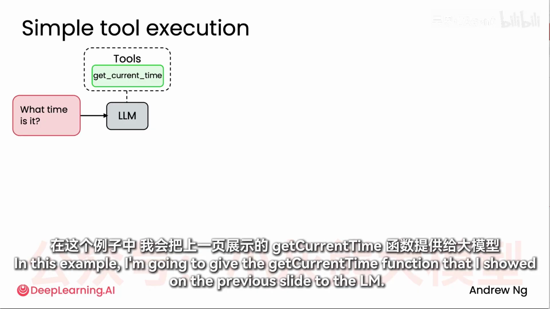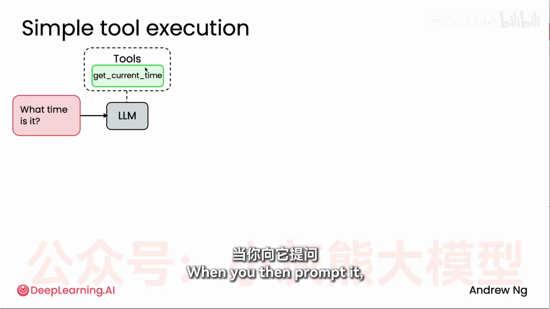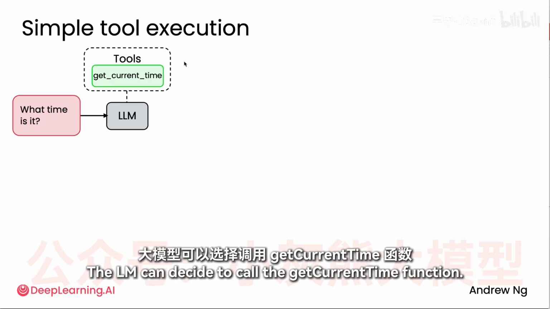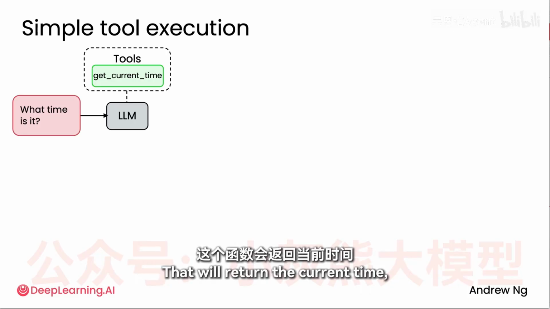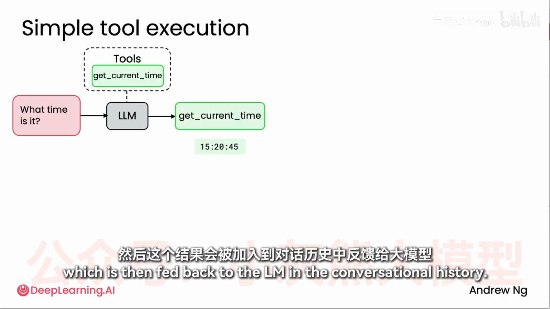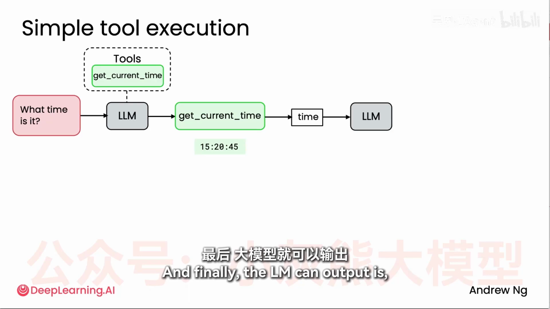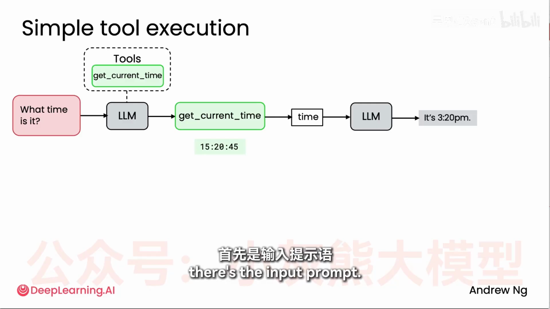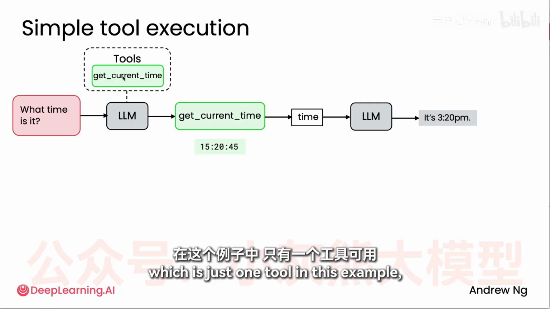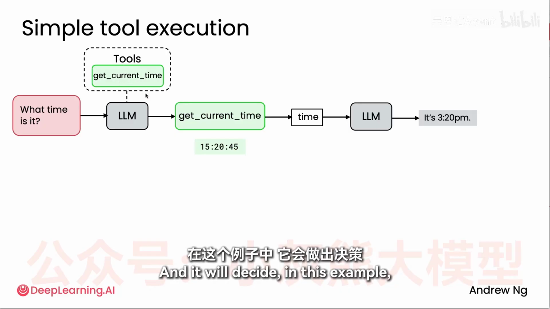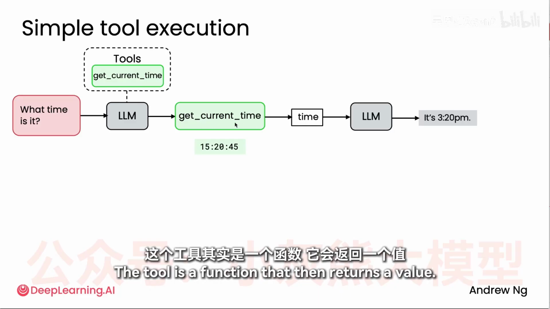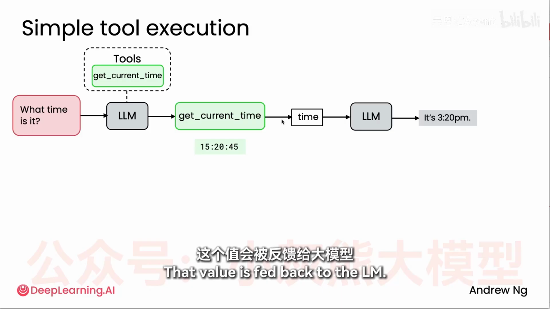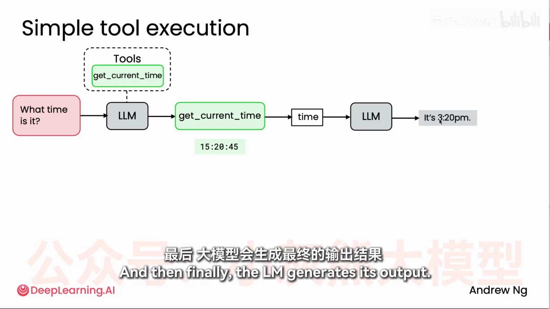In detail, this is how tool use works. In this example, I'm going to give the getCurrentTime function that I showed on the previous slide to the LLM. When you then prompt it, what time is it, the LLM can decide to call the getCurrentTime function that will return the current time, which is then fed back to the LLM in the conversational history. And finally, the LLM can output, say, 3:20 p.m. So the sequence of steps is, there's the input prompt. The LLM, in this case, looks at the set of tools, which is just one tool in this example, but looks at the set of tools available, and it will decide in this example to call the tool. The tool is a function that then returns a value. That value is fed back to the LLM, and then finally the LLM generates its output.